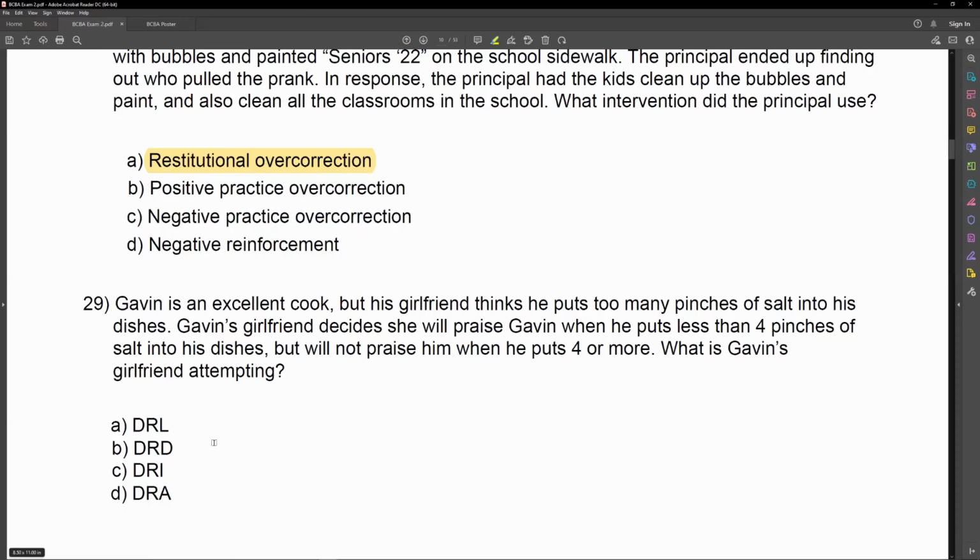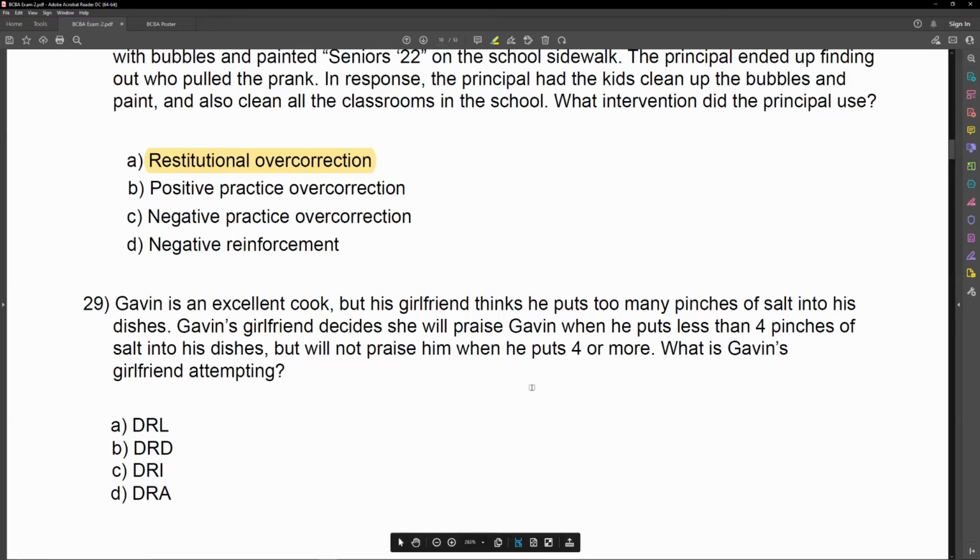If we look at our answer choices, this is some sort of differential reinforcement question, okay? Differential reinforcement, ask yourself, are we teaching a replacement behavior, yes or no? If we're teaching a replacement behavior, we're typically looking at DRAs and DRIs. If we're not, then we're looking at things like DROs, DRLs, DRHs, all right? And even DRDs, okay? In this case, are we teaching a replacement behavior? No, we still want salt. We just want less salt, okay? So we can eliminate C and D.